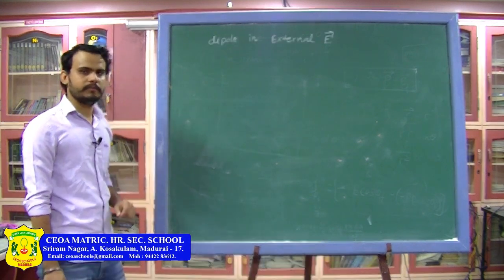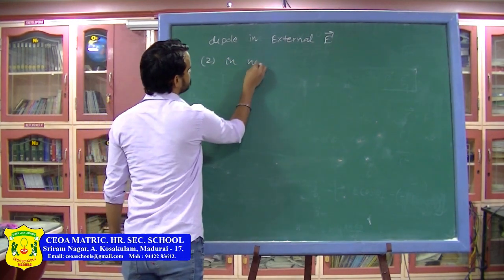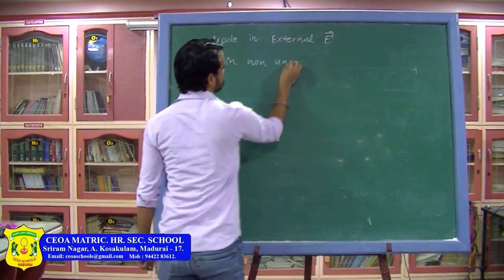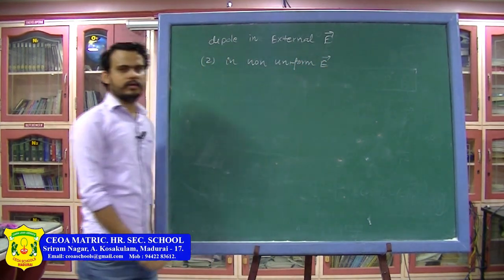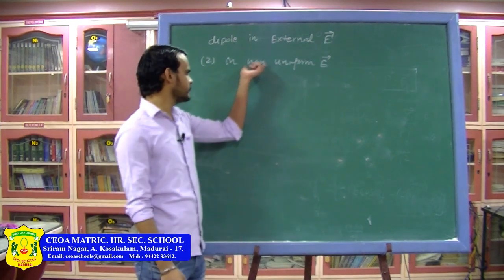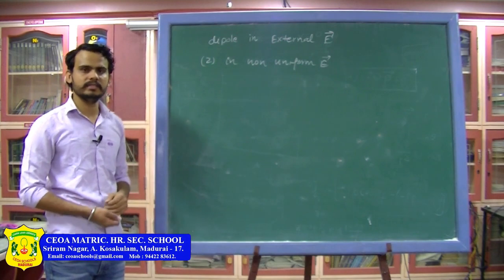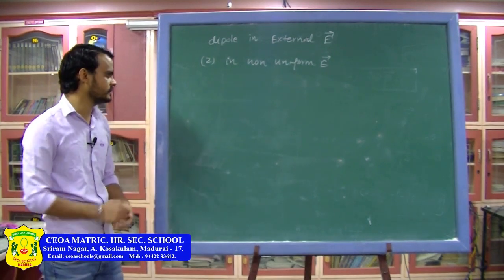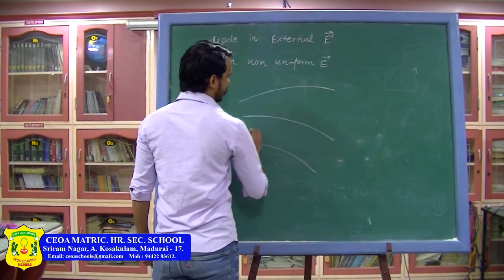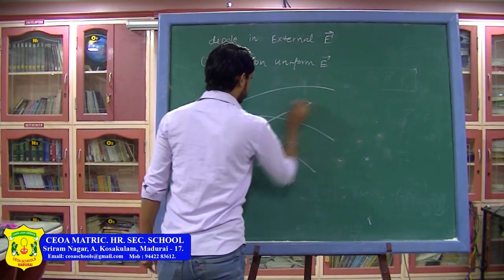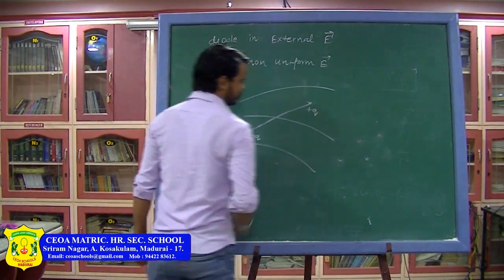Second thing we are going to talk about is dipole in non-uniform electric field. Now, as the name says, non-uniform electric field means the direction is changing, or magnitude is changing, or both of them are changing. So suppose the electric field is like this, and you are placing a dipole like this. This is minus q charge, this is plus q charge.